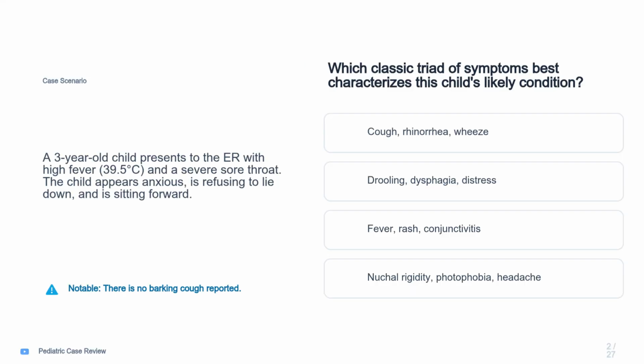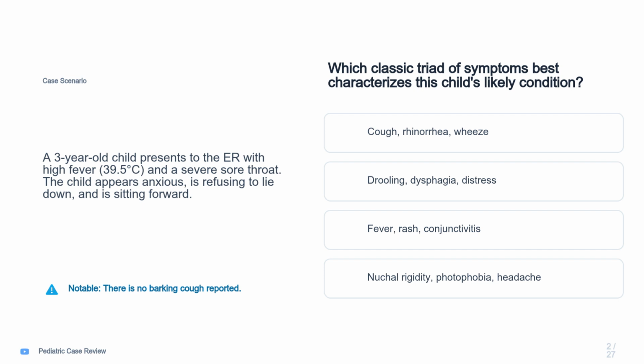A 3-year-old child presents to the emergency department with sudden onset of high fever, severe sore throat, and excessive drooling. The child appears anxious and refuses to lie down. There is no cough present. What clinical triad best characterizes this illness?